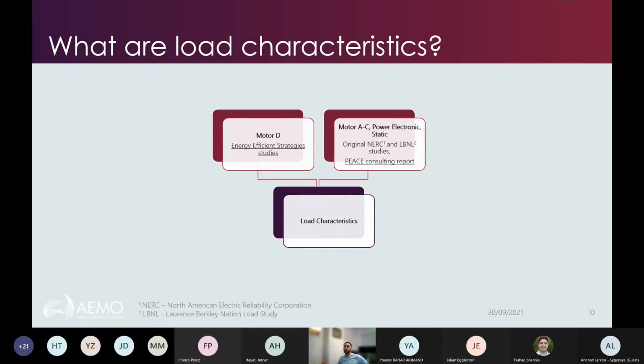Moving forward, the composite load model actually reduces the amount of motor D based on sales data and projected sales data, that is, going into 2030. So you will see, using the composite load model that we've got, if you plug in a date that's 2025, say, the amount of motor D comes down with an equivalent increase in the power electronics load.